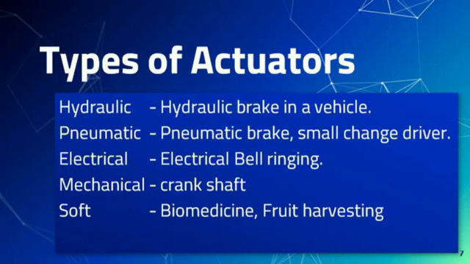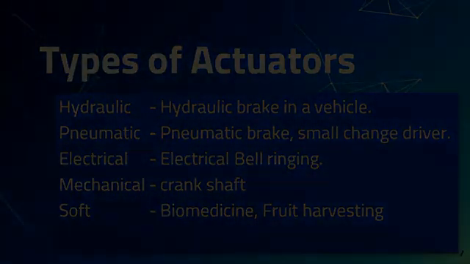So next we have the mechanical actuator. An example given for this is the crank and shaft. To operate this, they use a mechanical actuator. Next is the soft actuator. This is very useful for biomedicine as well as fruit harvesting. In biomedicine, this is sent inside our body. It will scan, it will do some medical operations. Small operations are done by these soft actuators.